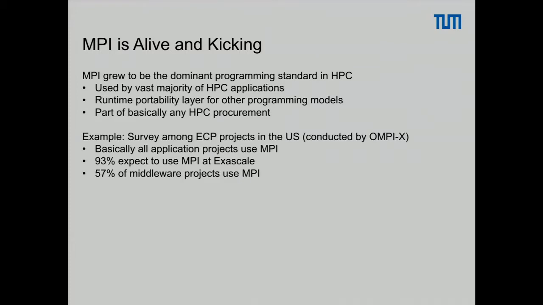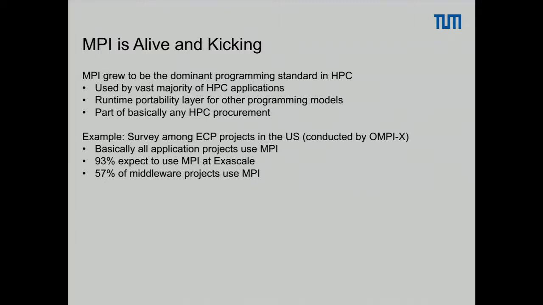There's another example. I was involved in a community project called OMPI-X, which dealt with additions to Open MPI for exascale. That was part of the US ECP, the Exascale Computing Project. At that point, we did a survey among all exascale projects in the US: what is the usage of MPI? And it came out that basically all applications use MPI. 93%, basically all but one application, expected to use MPI at exascale, and also 57% of the middleware projects use MPI. That's particularly remarkable, because a lot of the middleware projects were single-node projects. They're very localized, so it's not that the rest doesn't use it, but the rest is at a single node. But as soon as a lot of these projects go out of the node, again, they rely on MPI.